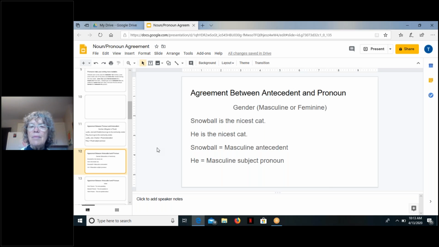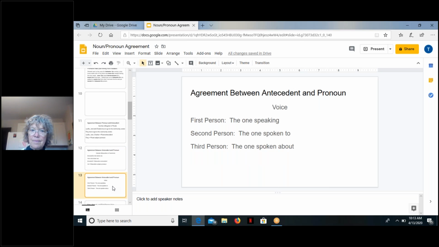Let's try this. In our agreement now, we are trying to replace a noun with a pronoun based on gender, masculine or feminine. And we talk about Snowball. Snowball is the nicest cat. Now we know that Snowball is a boy cat, so we can easily refer to Snowball as he, and we write the sentence, he is the nicest cat. Snowball is a masculine antecedent. He is a masculine subject pronoun.